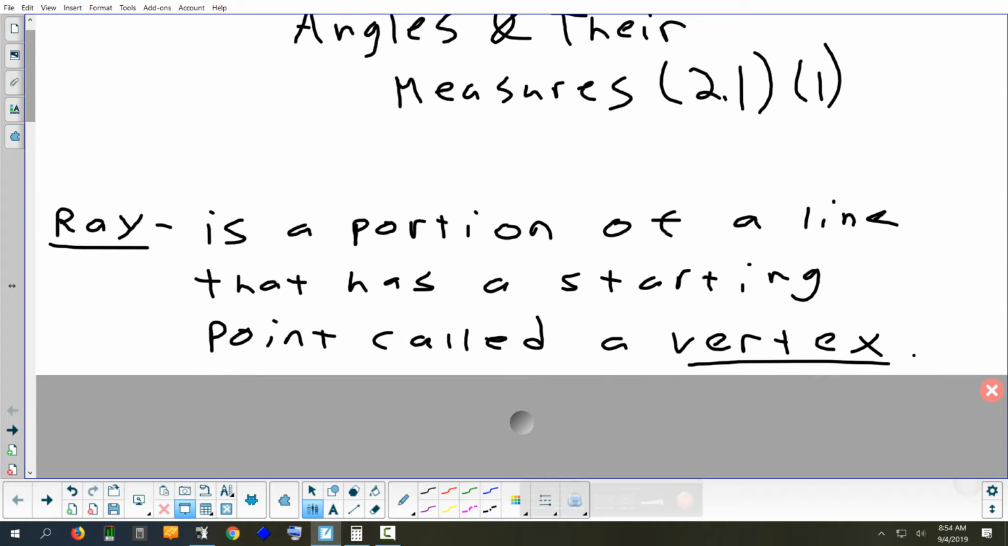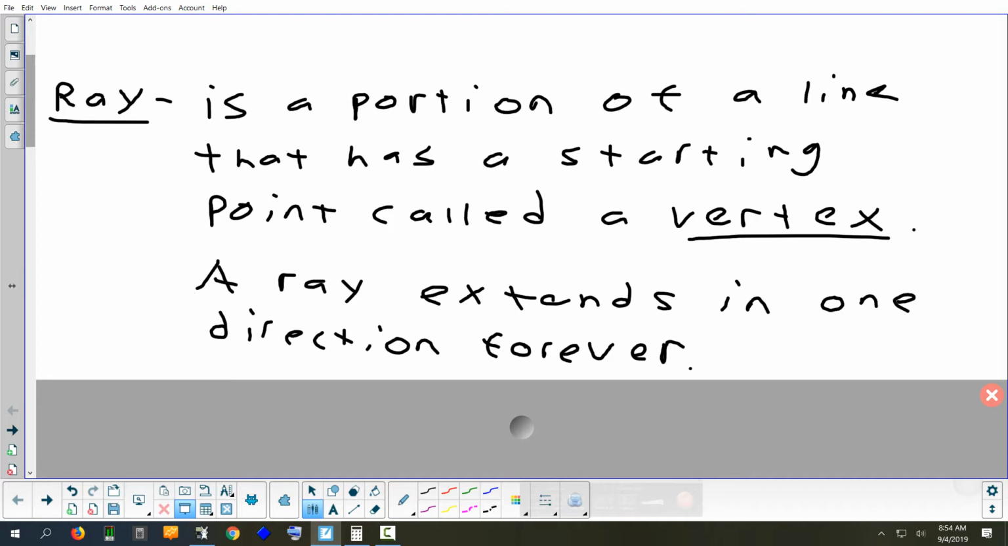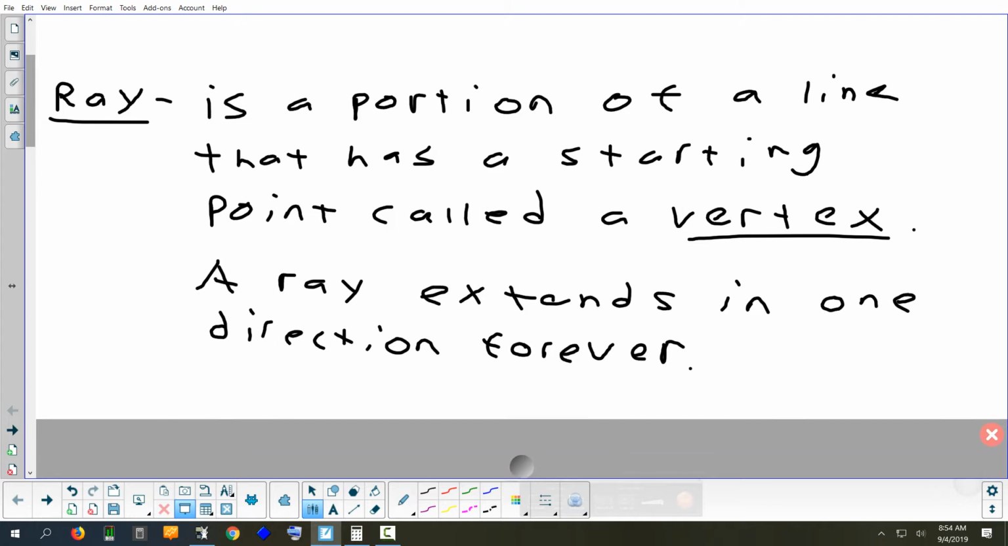Where the ray starts, that's called your vertex. Okay, so here, that's how we usually draw a ray.